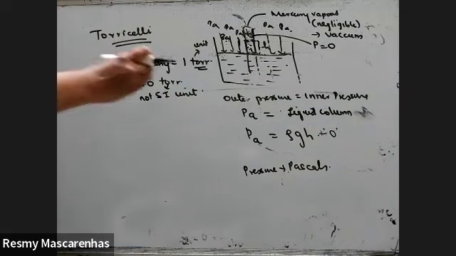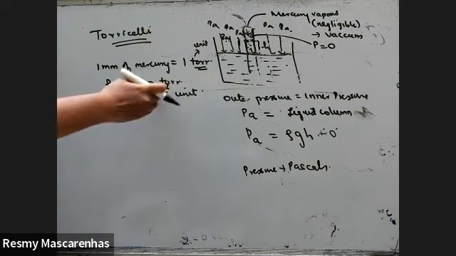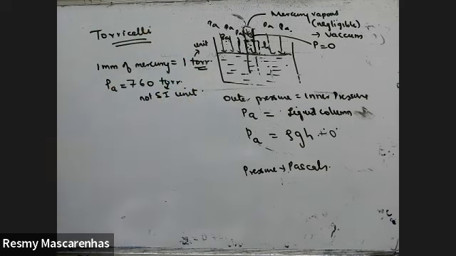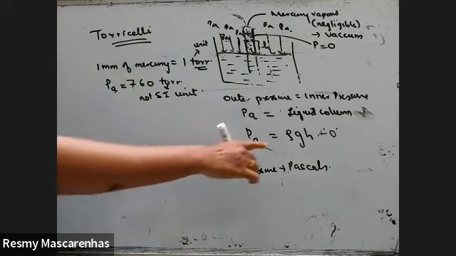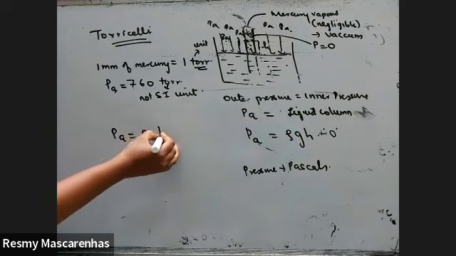Okay, this torr is after his name, so the universe has not accepted it. The standard unit is needed, but this is according to his experiment. Pa is equal to 760 torr. Okay, now we'll calculate as per this. Pa will be rho gh.